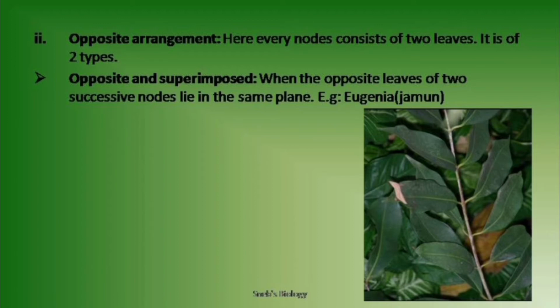So in the case of opposite superposed, one node has two leaves, the next node has also two leaves, every node is going to have two leaves. So the arrangement is that every node has two leaves, so leaves are arranged one over the other. This arrangement is superposed. In such plants, the gap between two leaves is more so that the sunlight falls on each and every leaf. This is seen in the case of Eugenia.